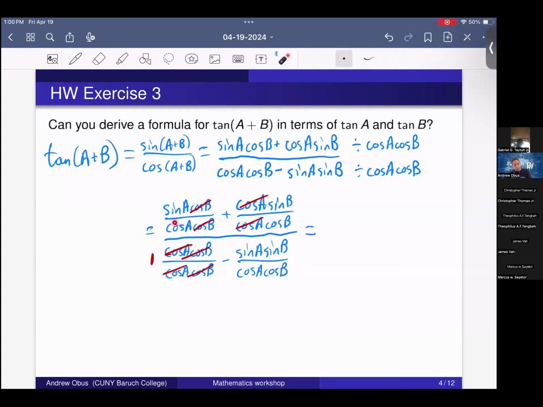We have sine of A over cosine of A, so that's tangent of A. Here we have sine of B over cosine of B, so that's tangent of B. And then divided by, well, here we just have 1. And then minus sine A sine B over cosine A cosine B. That's sine A over cosine A and sine B over cosine B, so that's just tangent of A and tangent of B.